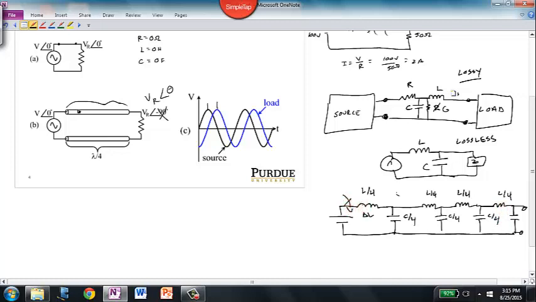Immediately after the switch is closed, current is going to flow from the battery into the transmission line. However, it isn't going to immediately reach the load. Instead, the current is going to flow through this inductor and it's going to be diverted by this first capacitor.